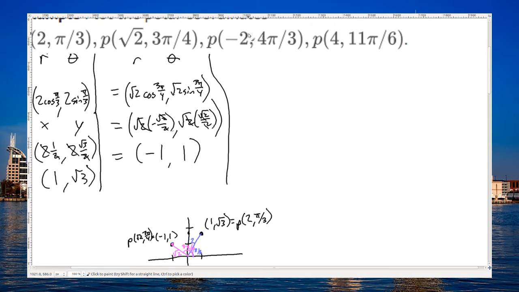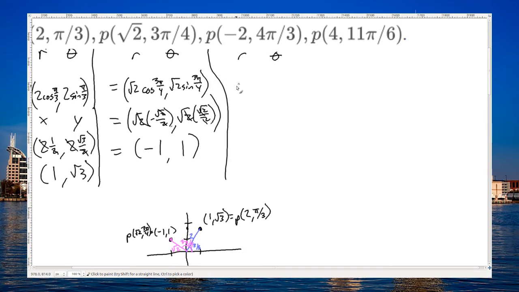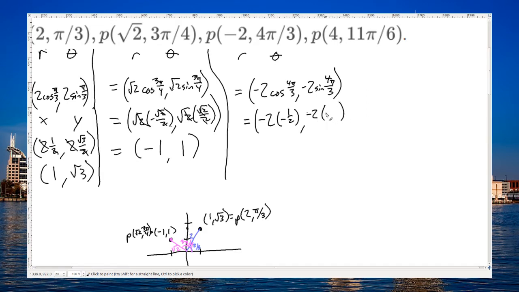All right, continuing on, we've got r is negative 2, theta is 4 pi over 3. So that gets me negative 2 cosine 4 pi over 3 and negative 2 sine 4 pi over 3. Cosine of 4 pi over 3 would be negative 1/2. Sine of 4 pi over 3 would be negative root 3 over 2.